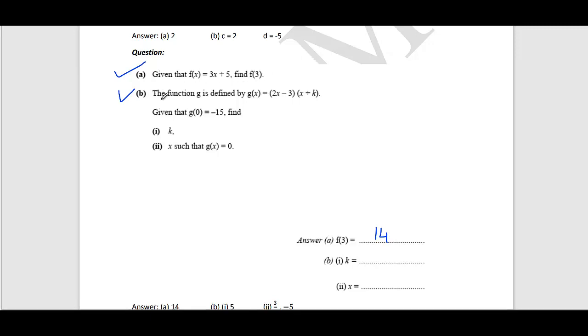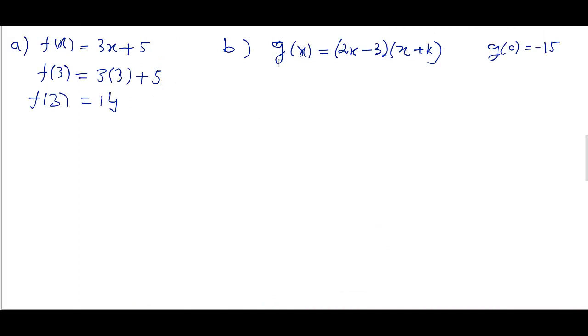The B part is: the function g is defined by g of x is equal to (3x minus 3) multiplied by (x plus k), and given that g of 0 is equal to minus 15. It means that when we put 0 in x, the answer will be minus 15. This is g of x. Here first we have to put 0 in x.